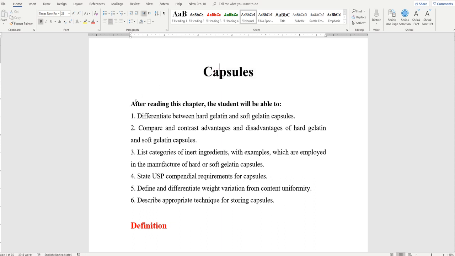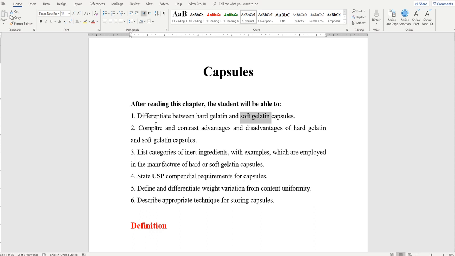As we already talked about previously, in the beginning of each topic, first we will list the learning outcomes for that topic. So by the end of this topic, you should be able to differentiate between two types of capsules. These are hard gelatin capsules and soft gelatin capsules. So there are two types, and as we progress in this topic, you will find out so many differences between the two types of capsules. But of course, there are some similarities between the two.